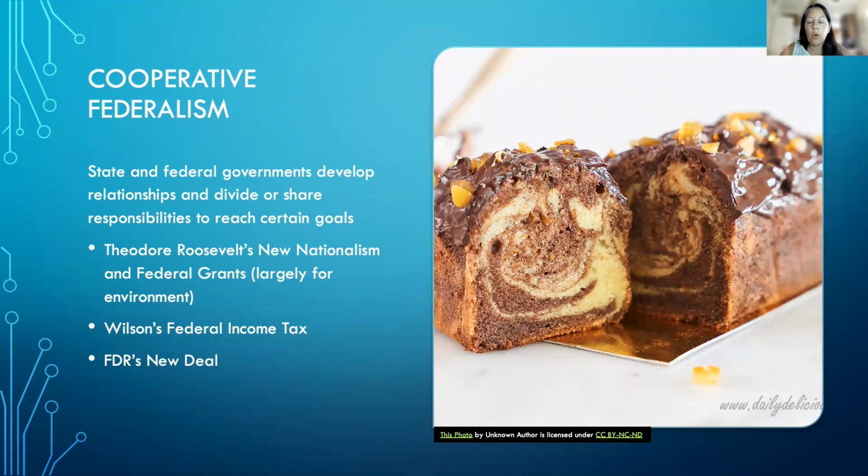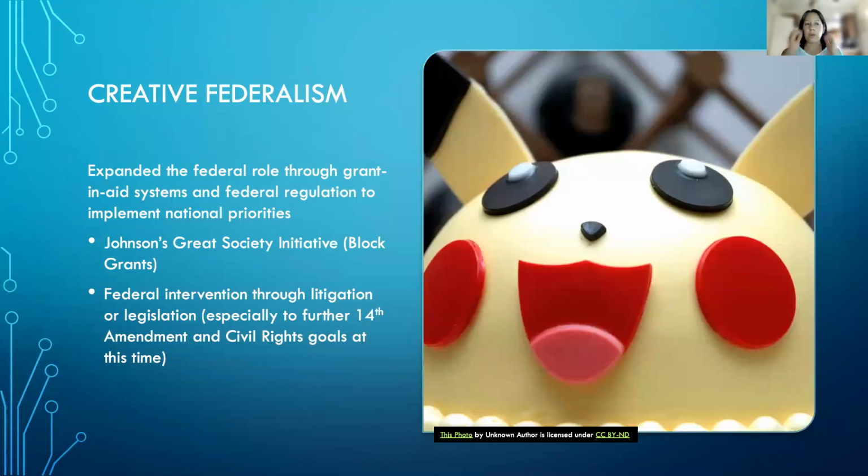Ultimately, cooperative federalism in this area is the federal government giving money that is tied to very specific purposes, a pretty massive expansion of the federal government into funding certain projects, but then it gives it power over the states. But then we go to creative federalism, and this really happens in like the 60s.